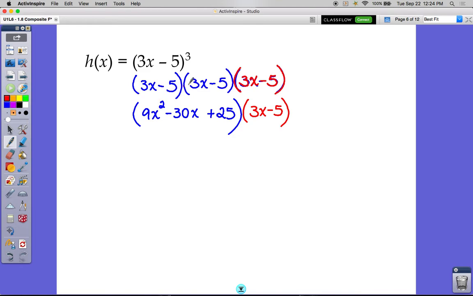You're multiplying the 9x squared to the 3x, 9x squared to the minus 5, and then you're going to go, okay, this one in the middle to both, and the last one to both. Then if you're doing FOIL and you're writing the lines, it gets messy, and so it gets everywhere.